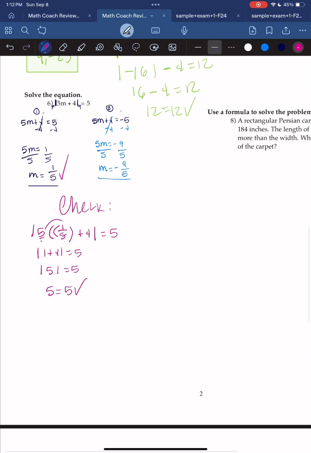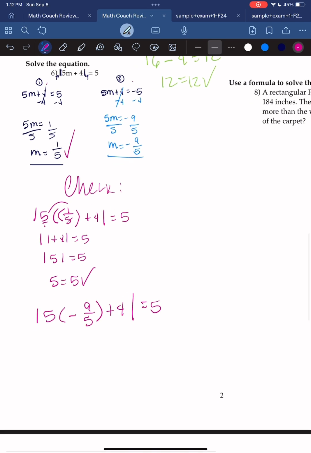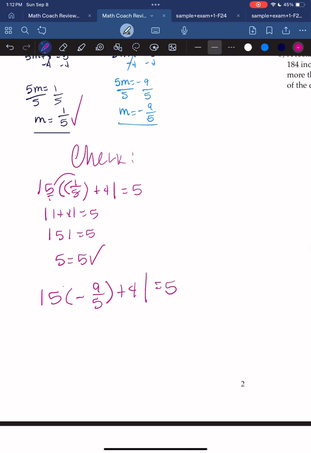Now for the second equation. So plug it into the original, which is 5. In this case, m is going to be negative 9 over 5 plus 4 equals 5. So remember the negative sign.